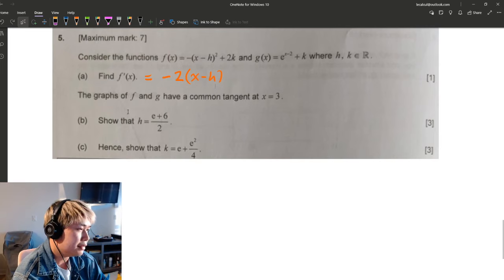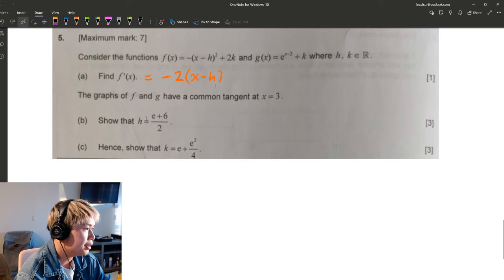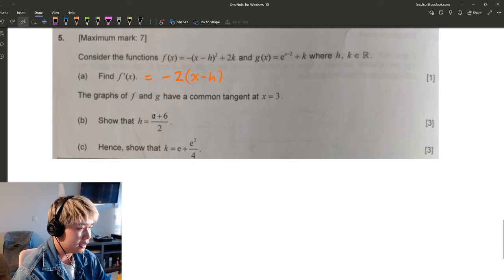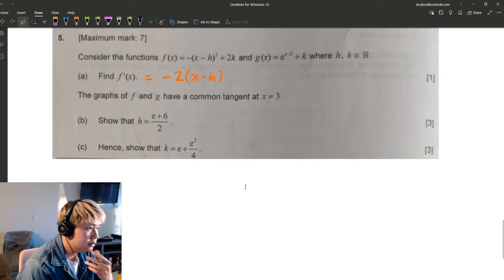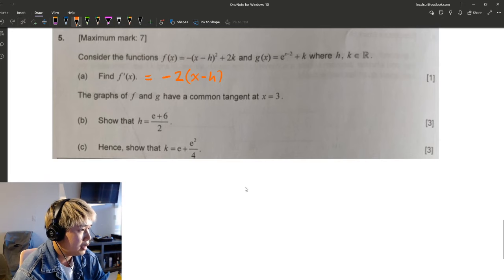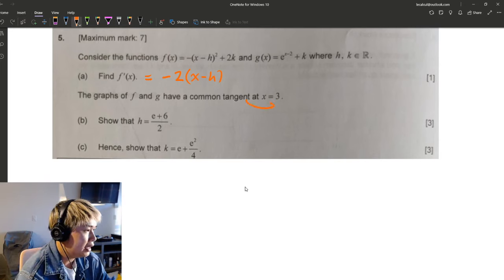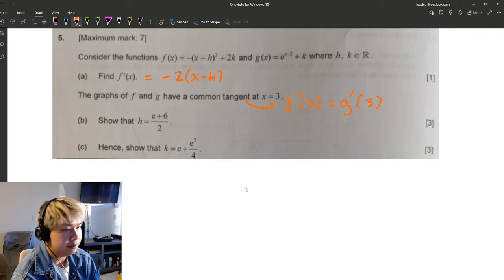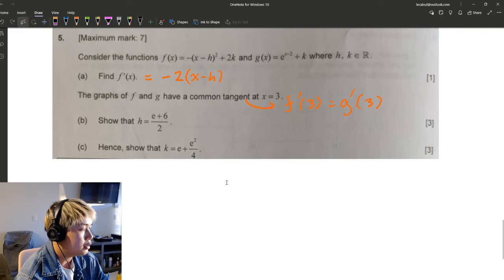Then it says the graphs of f and g have a common tangent at x equals 3. Then we need to use this information to show that h, what's h? Oh, this is h. We need to show that this is going to be e plus 6 divided by 2. Okay. So if they have a common tangent, then we know that their derivatives at 3 should be equal to each other. They should be the same. So I guess I'll need to find the derivative of g.